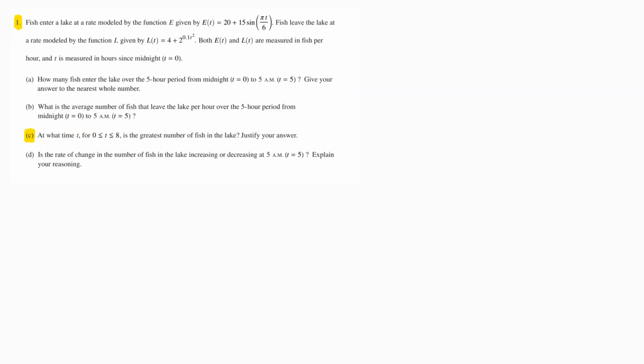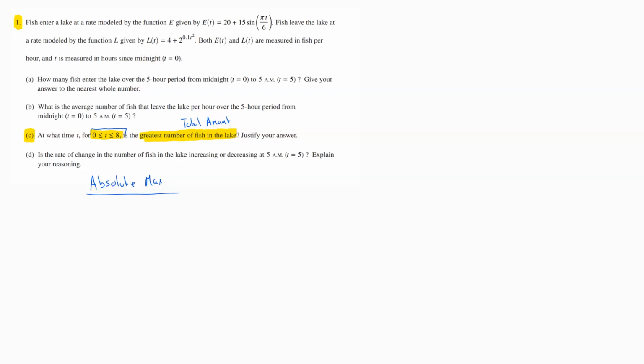Part C here on this problem wants to know at what time on this given interval is the greatest number of fish in the lake. And so we're looking for the greatest total amount of fish. When you're looking for the greatest of something, that's really going to be an absolute max-min problem. It would be a different problem if we didn't have these bounds. We'd be looking at more of a local max-min setup. But when you have bounds on a problem, you want to be using the absolute max-min process.